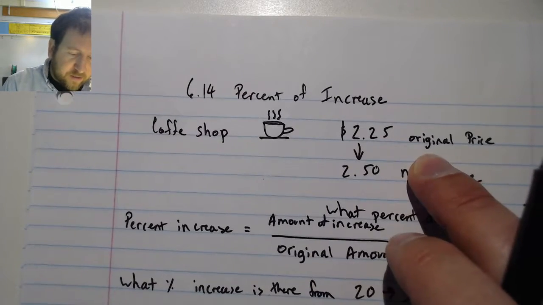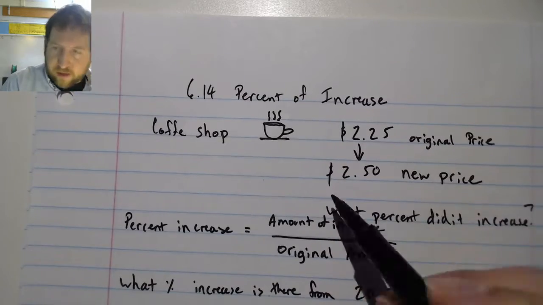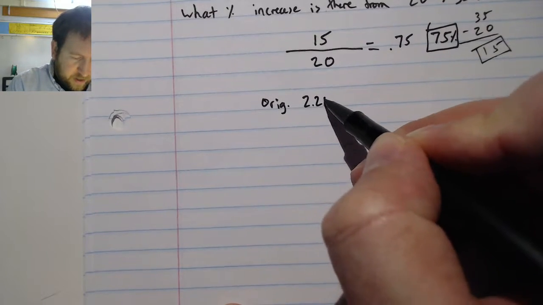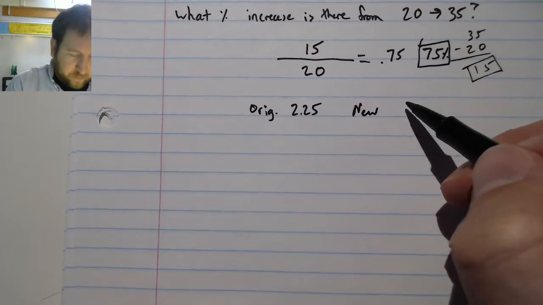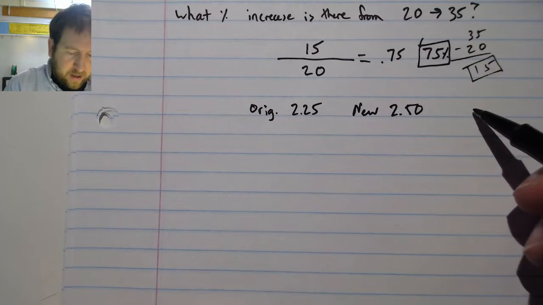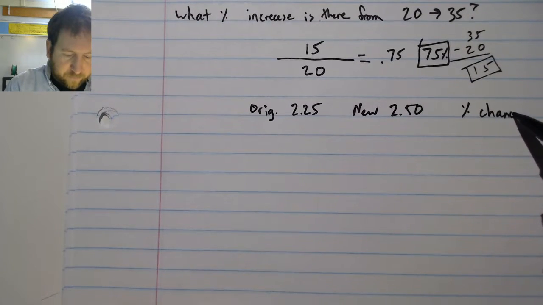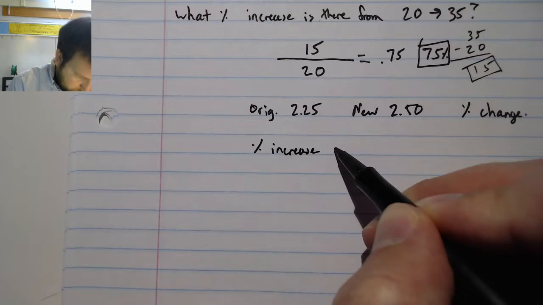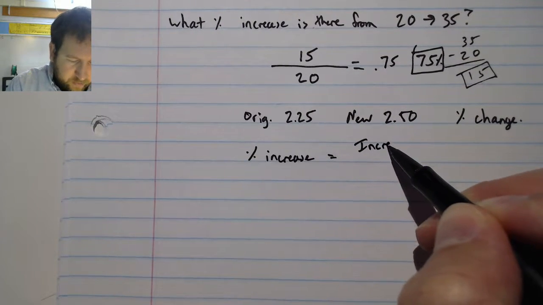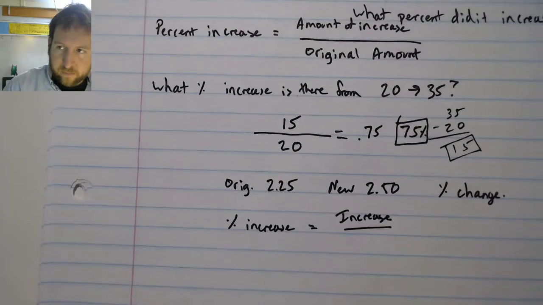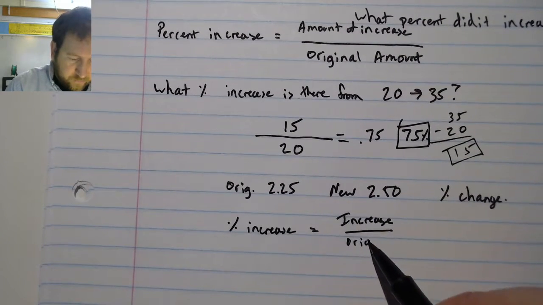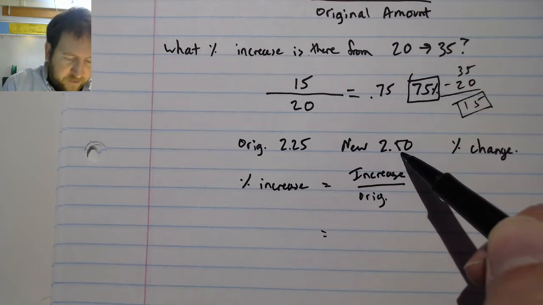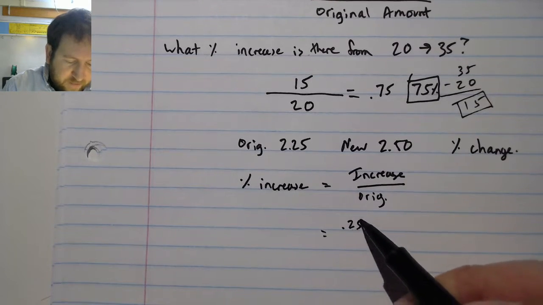So our original price is $2.25. Our new price, oops, I forgot, is $2.50. Original $2.25, new $2.50. And what's the percent change? I'm going to find my percent increase by increase over what I have original. My increase, well, I started at $2.25 and I went up to $2.50. So my increase was 25 cents.